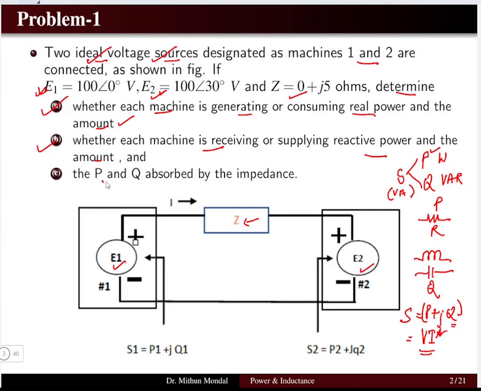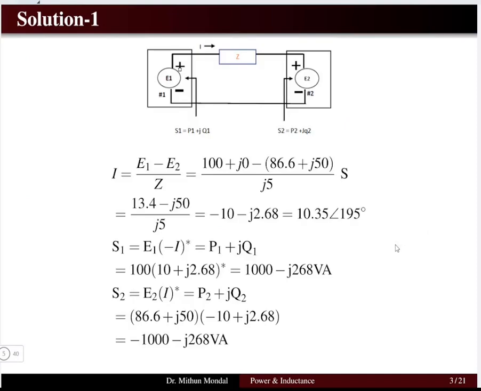The P and Q absorbed by the impedance are also to be calculated. What is the real power and the reactive power for the impedance? So these are the three different parts of problem 1, which is a very fundamental problem, and we have to deal with the power and its direction. So let us see the solution.